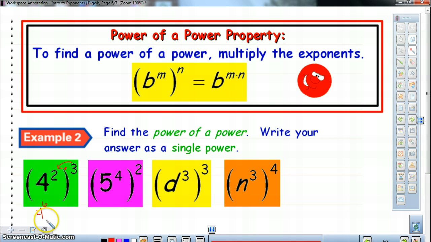So when you're doing your worksheet, you really have to make sure that you can tell the difference between whether you're supposed to add them or whether you're supposed to multiply them. Usually when you see your parentheses, you're going to multiply your exponents. So in this case we have 5. My 4 times my 2 is 8, so 5 to the 8th power. Here we have d. 3 times 3 gives me 9, so d to the 9th power. And finally n to the 12th, because my 3 times my 4 gives me to the 12th power.